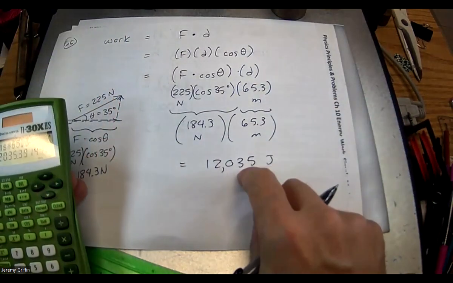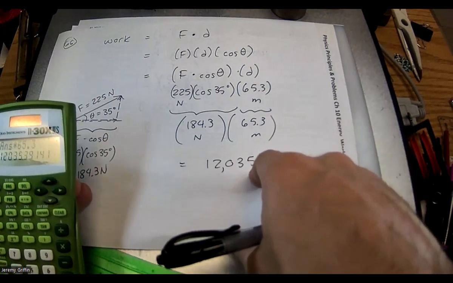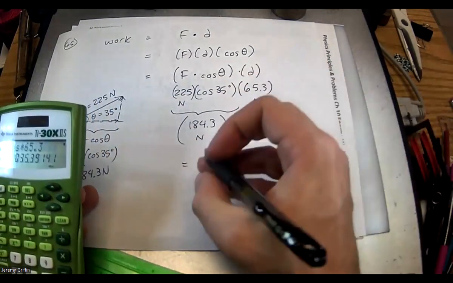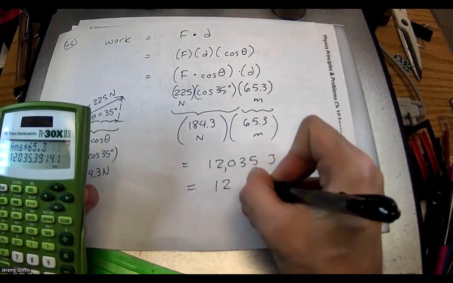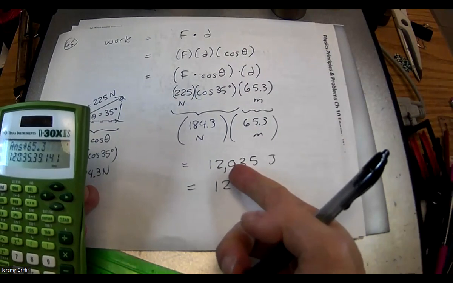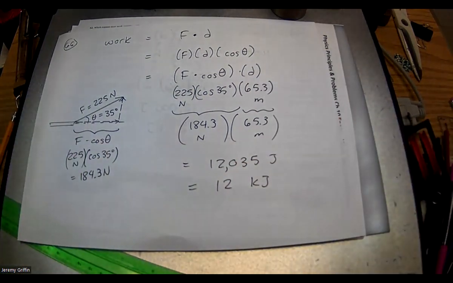Now this 035 part, that's way too precise. I don't actually know those digits. Those are not significant, right? Because they only gave us what, 2 or 3 significant digits. So maybe the best I can say is about 12 kilojoules, or maybe 12.0. I might know that 0 maybe, but not really the 35. Okay. Guys got that?